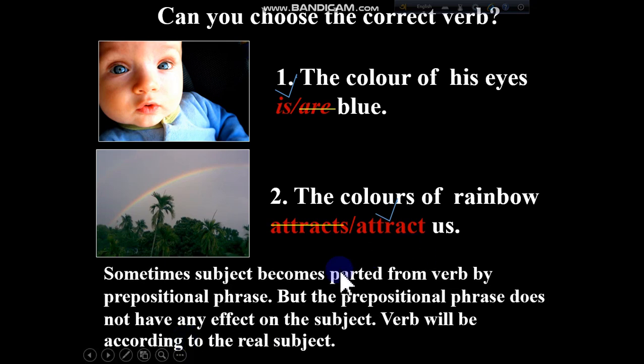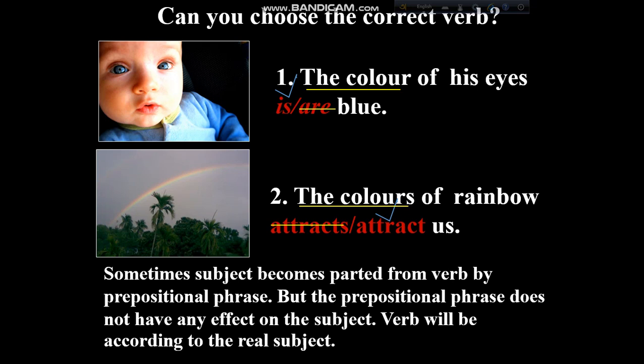There is a rule for you. Sometimes the subject becomes parted from the verb by a prepositional phrase. Here you can see the subject parted from the verb. That means here the prepositional phrase is of his eyes. Of is a preposition, and you can see two words. That's why it is called a prepositional phrase.